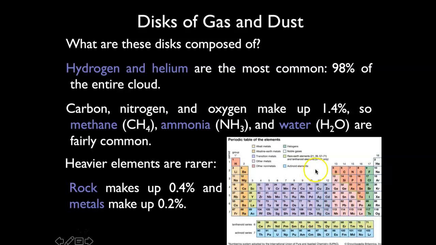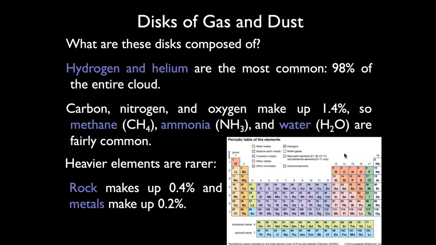So look at the periodic table here. Methane is a small molecule of carbon and hydrogen. Ammonia is nitrogen and hydrogen. Water is oxygen and hydrogen, right? So most of the gas is hydrogen and helium. The other 1.5% is small molecules of light gases: carbon, nitrogen, oxygen, small molecules of light elements.